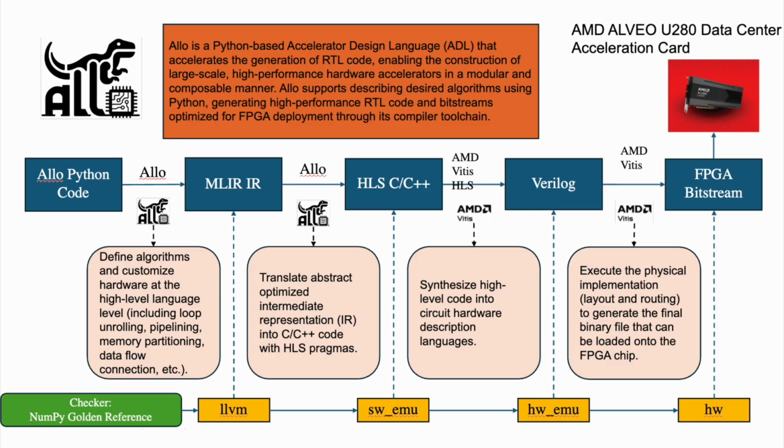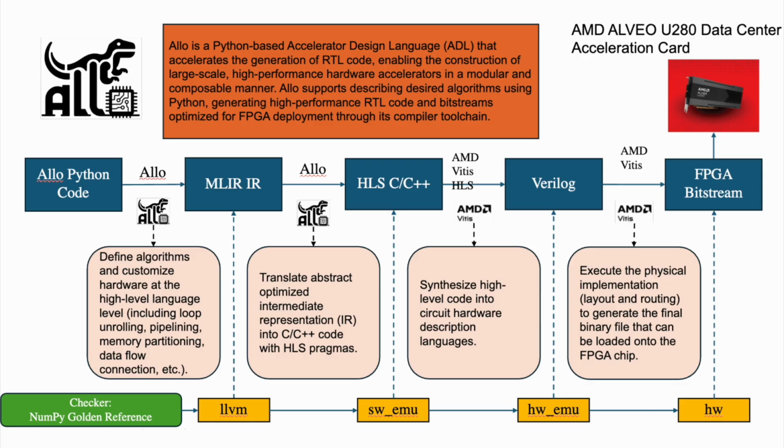Allo's strength lies in its full compilation. We start by defining the algorithm and optimizations in Allo Python code. This code is automatically compiled down through MLIR into high-level synthesis C++, which the Vitis high-level synthesis tool then synthesizes into Verilog. This Verilog code is finally converted into the FPGA bitstream, ready for deployment on our target hardware.